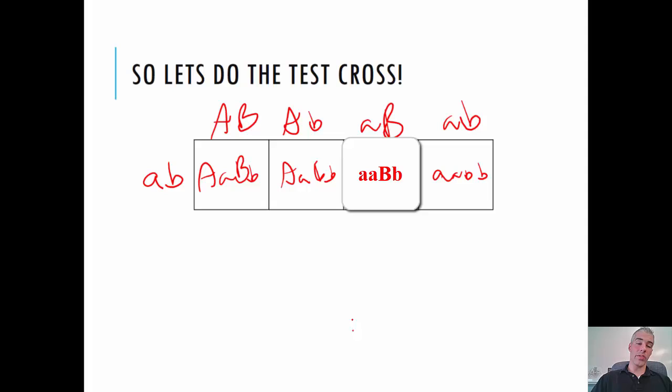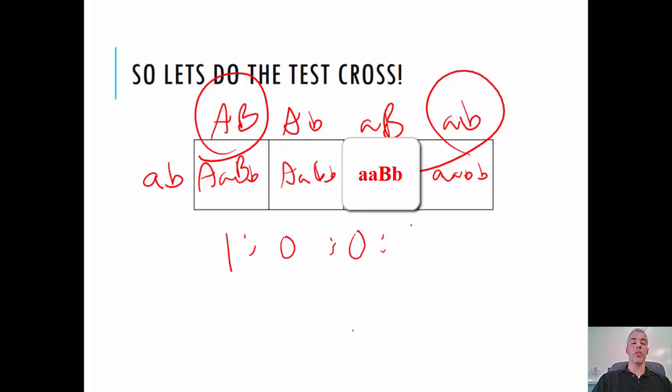Because remember, the parents were originally big A, big A, big B, big B, and little a, little a, little b, little b. So you're only going to get these gametes out of that. And as a result, you should get a 1-to-0-to-0-to-1 ratio. That's what you expect. You wouldn't get any individuals here. And if you see something like that, you know that these genes have to be linked.